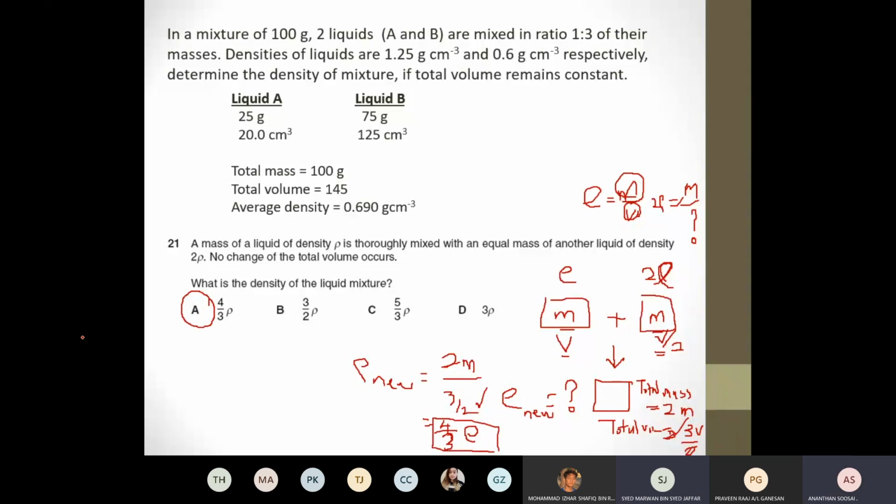Okay. So you got an idea? So you need to create the volume. This V, this is half V. That's the trap here. We take this as V. So this should be half V because 2 times of the density, volume must be 2 times smaller. Then when they mix, the volume simply added, new volume, 3V over 2. Mass also simply added is 2M. So 2M over 3V over 2 gets you the new density.